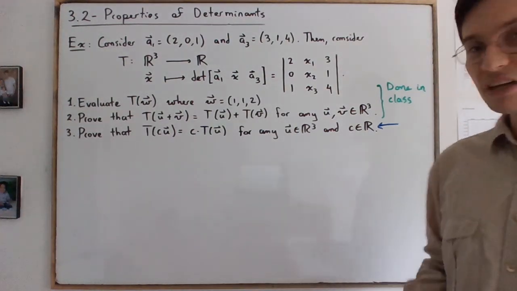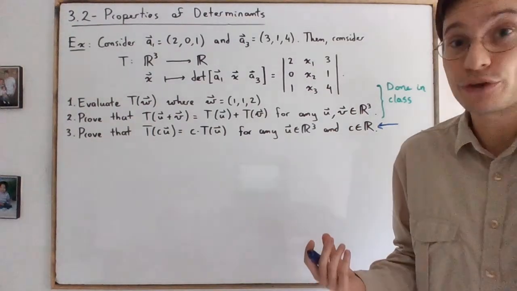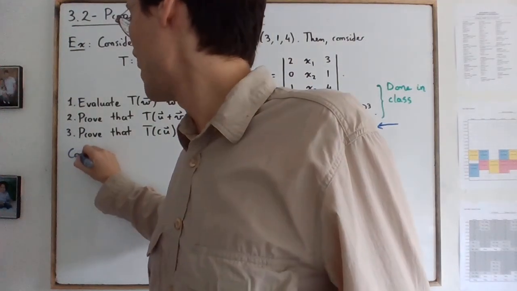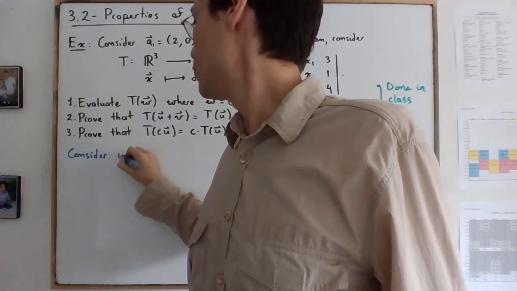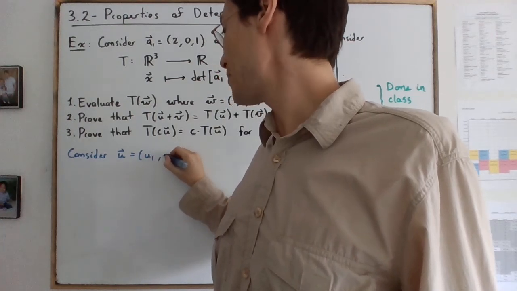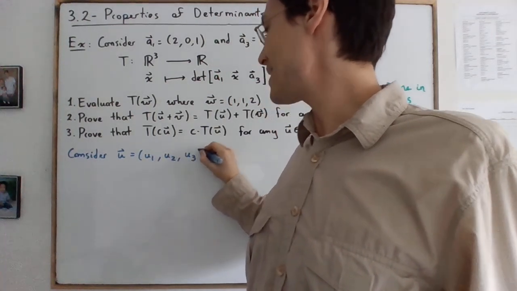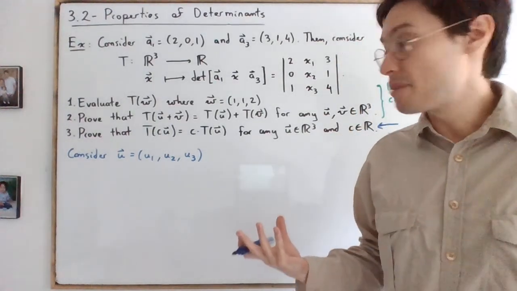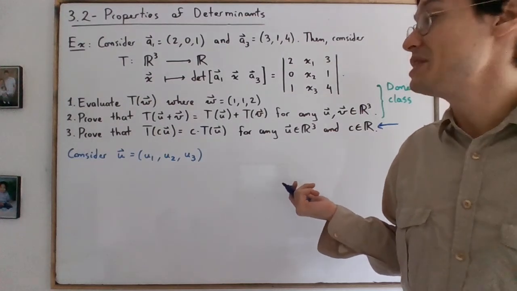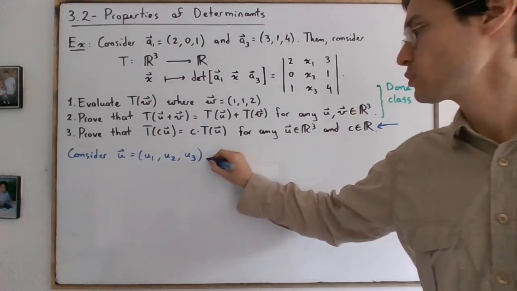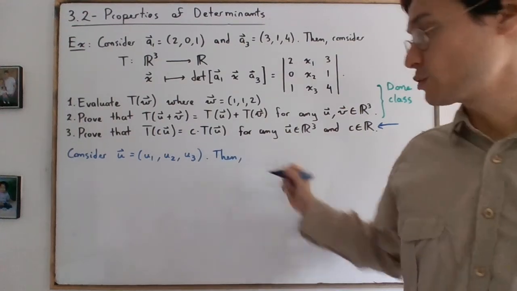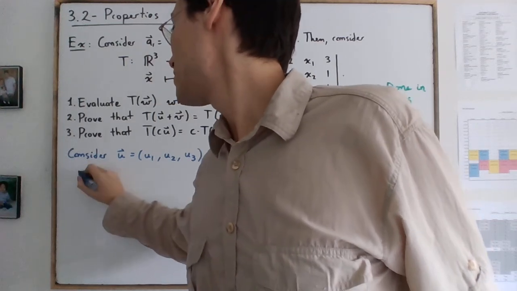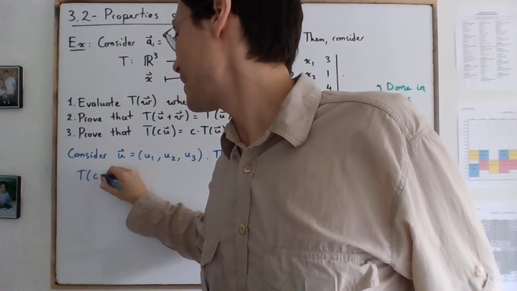All right, so very simple. We consider first the vector u, which is made of u1, u2, u3. That's the only thing we know. Remember, we cannot assume that u has particular components. We only know that it has 3 components, and that's the only thing we need. So then what we're doing is computing T of cu, so T of c times u.